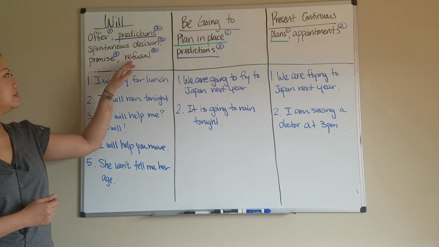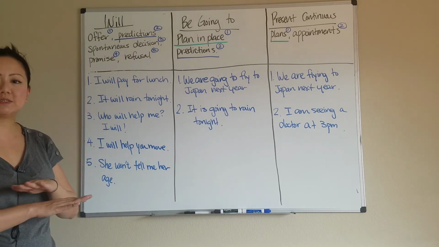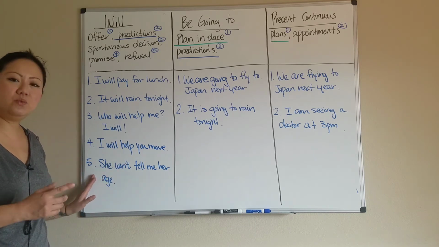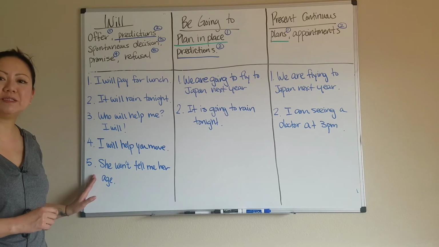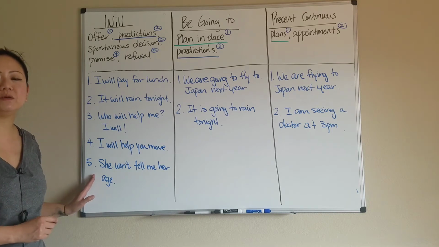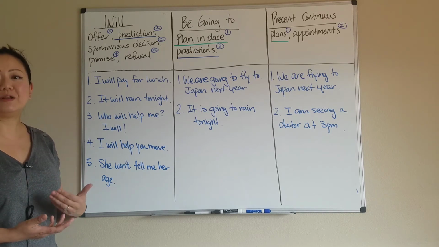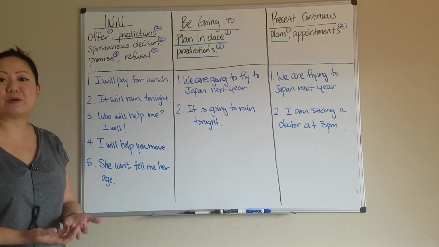Okay. Lastly, with refusal, refusal means to say no. You just won't do something. For example, you can say, she won't tell me her age. I asked her many times. She just won't do it, meaning she refuses to tell you her age. Now, again, it is taboo in American culture to ask, especially women, their age.